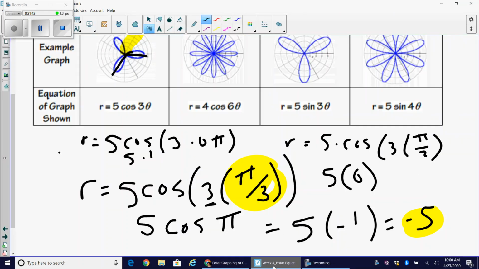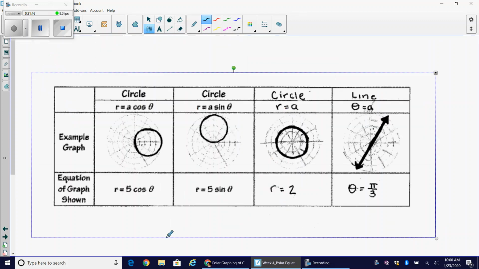All right, and then lastly, the last thing I want to talk about is just going back. Make sure you understand these circles and how to get a line. Okay, there's 2 types of circles, or like I mentioned, it's really just a rose with 1 petal, or then you have a circle centered at the origin.